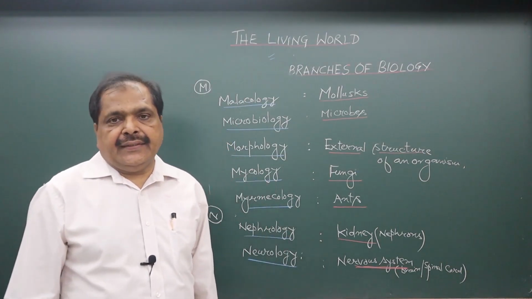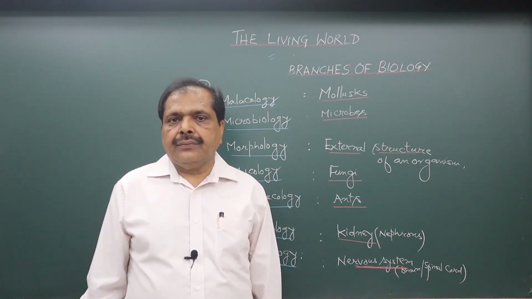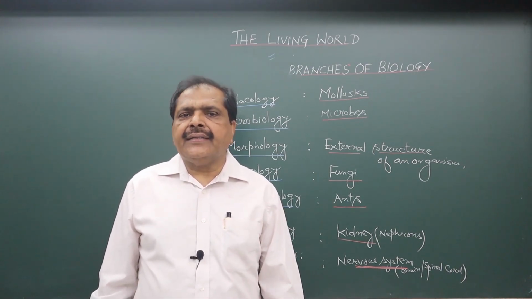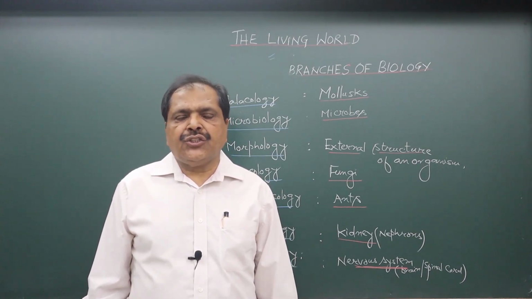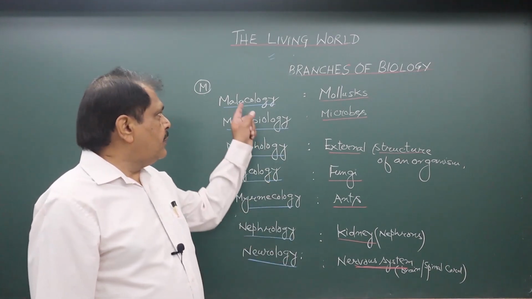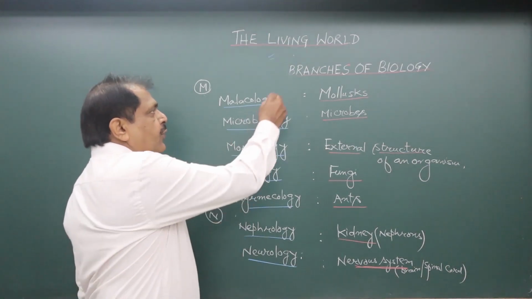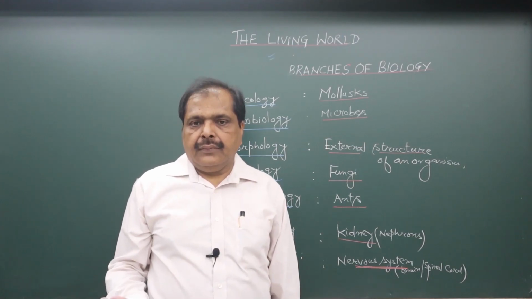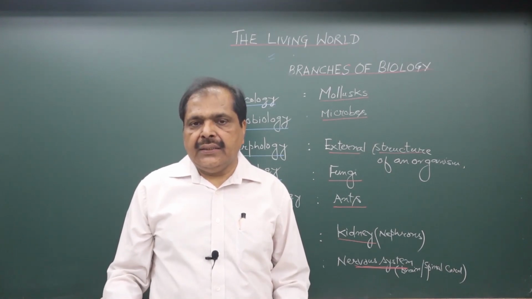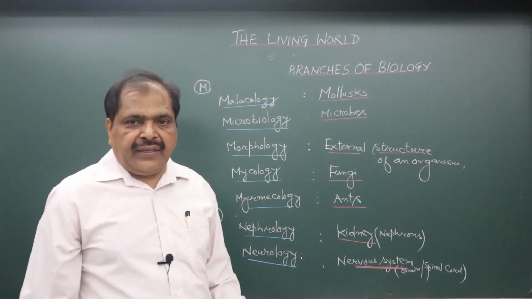Students, today we have studied the alphabets H, I, J. J letter does not mean any branch. K, L, M, and N. Or in other words, today we have studied from H to N. Next time we will be studying the branches of biology, starting with the alphabet O, P, whatever it will be.